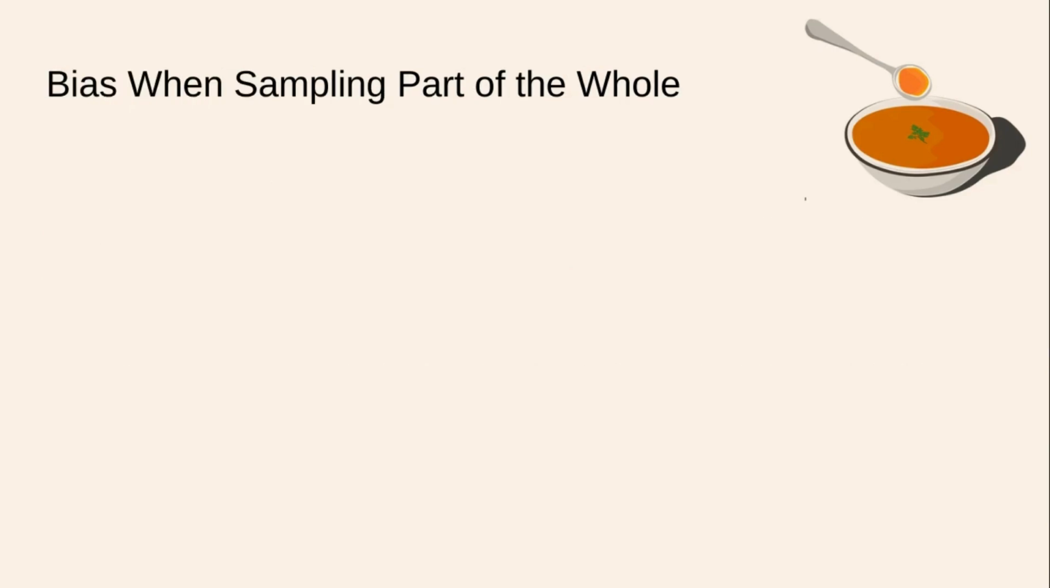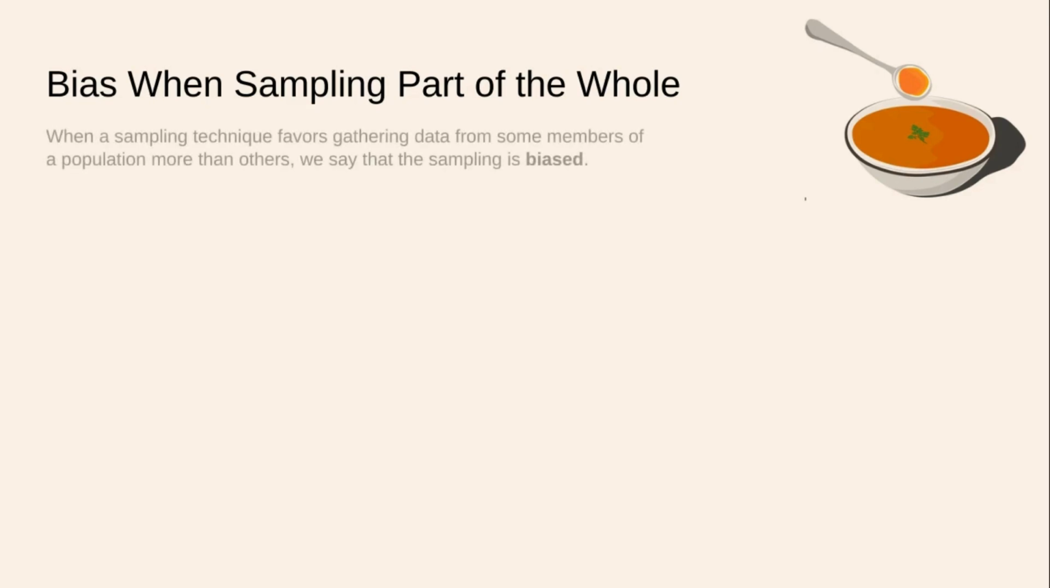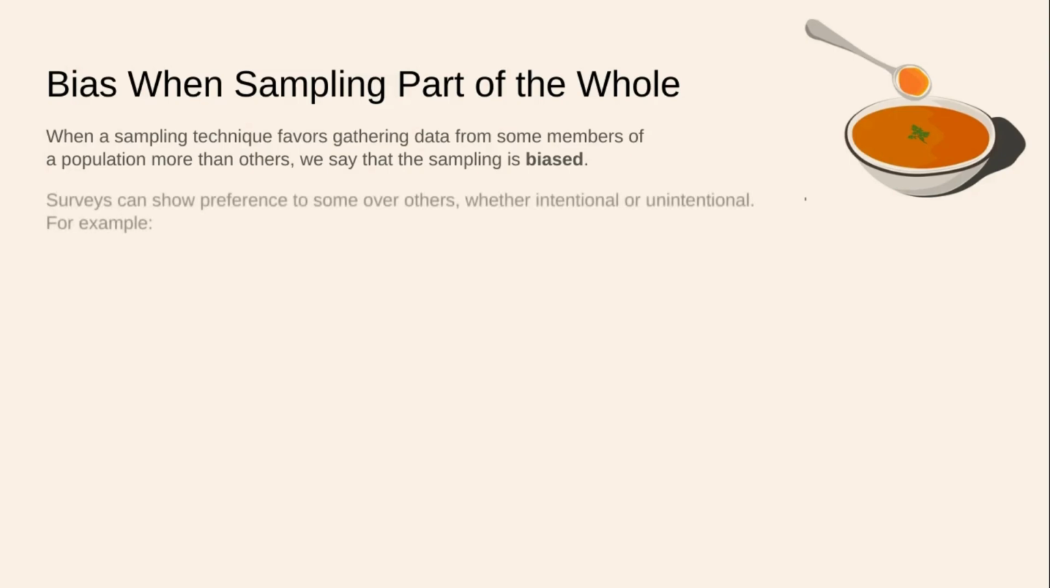And that's why we need to talk about bias. When sampling technique favors gathering data from some members of a population more than others, we say the sample is biased. Now, it would be a misconception to say that biased sampling is intentional. Quite the opposite. Unless you are very intentional in your approach, your sample will be biased. And to an extent, it is impossible to avoid bias in some cases.